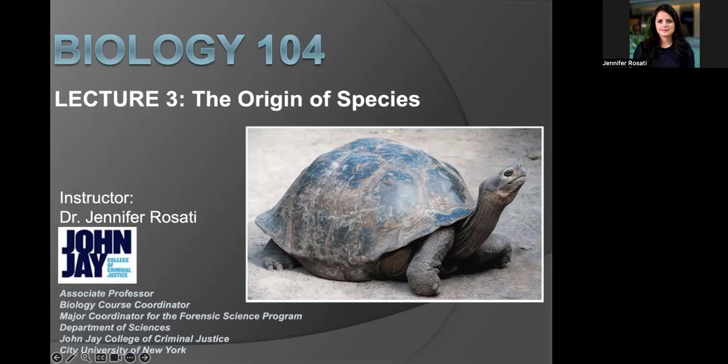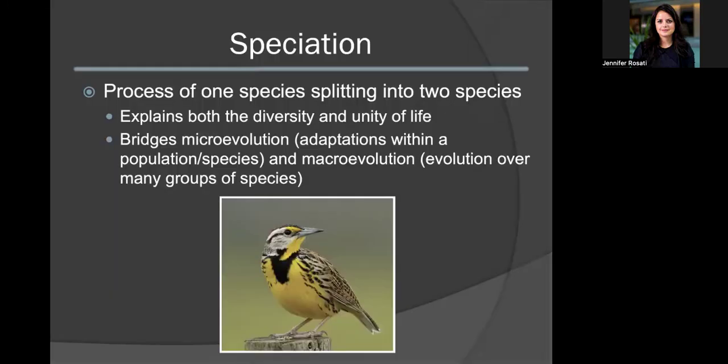Lecture 3 of Biology 104, where we will discuss the origin of species. Speciation can be defined as when one species splits off into two different species. Speciation events can explain both the diversity as well as the unity or similarity of life forms.